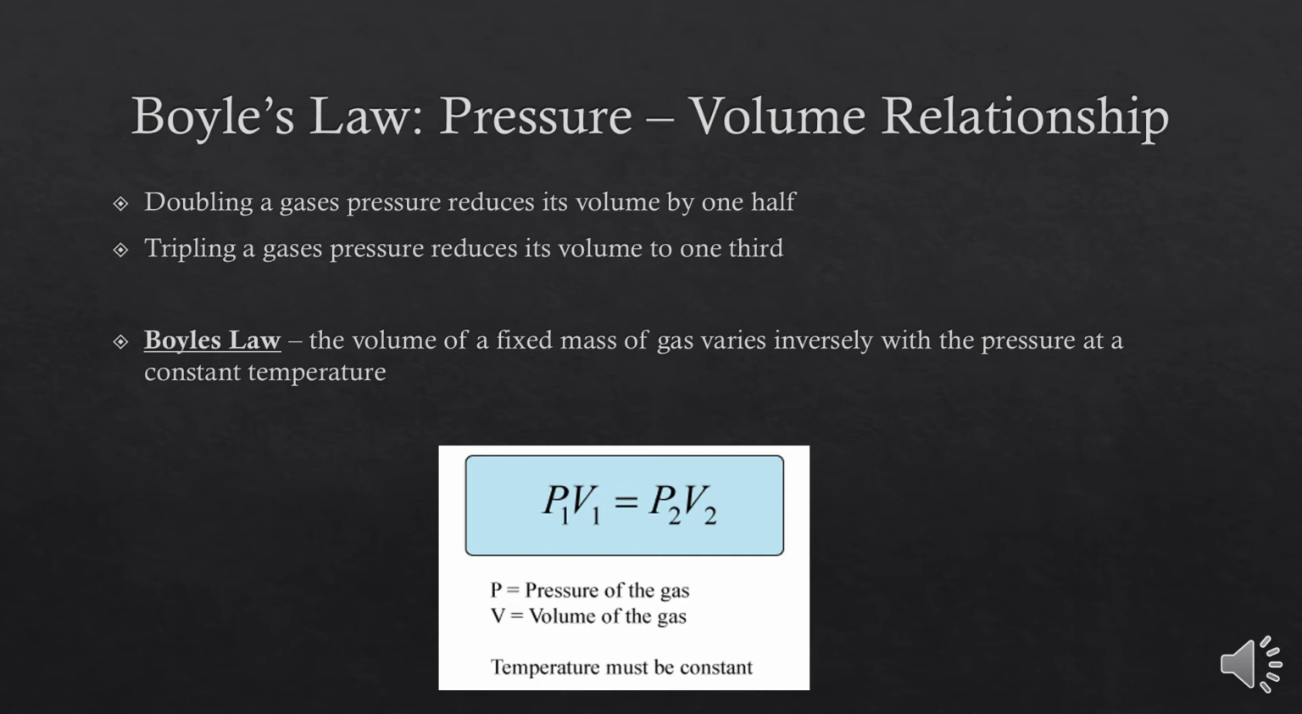A lot of these, what you're going to have to do is take your equation and get one variable, the one you don't know, alone. So if you knew P1 and V1 and you knew what the pressure was at V2, you could find out what the volume is. You could divide P1 and V1 by P2, and then you would get V2 all alone, and you would know what that new volume would be.